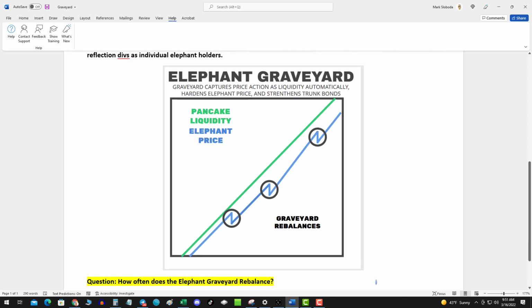So here's a nice little chart for the Elephant graveyard. The Elephant graveyard captures price action as liquidity. Liquidity automatically hardens Elephant price and strengthens Trunk bonds. The green is Pancake liquidity, which we want to see continue to rise, and the blue is the Elephant price. These circles are rebalancing events. And as you can see, the price drops, but the liquidity continues to build. Price drops, liquidity continues to build.